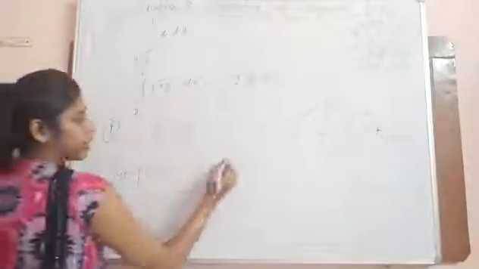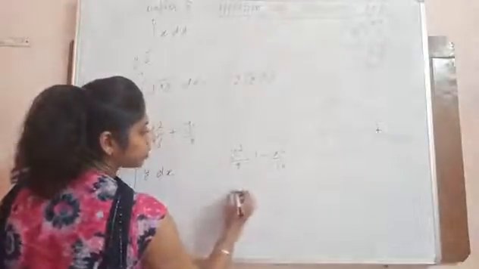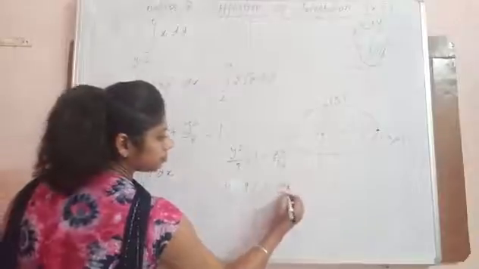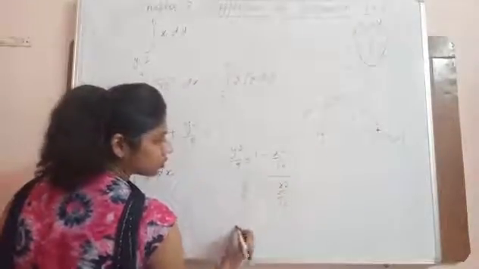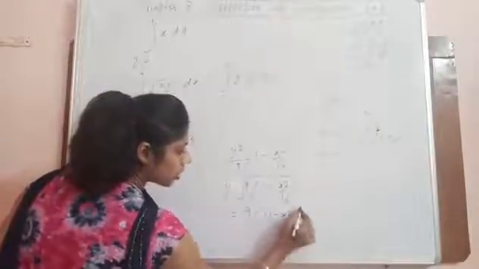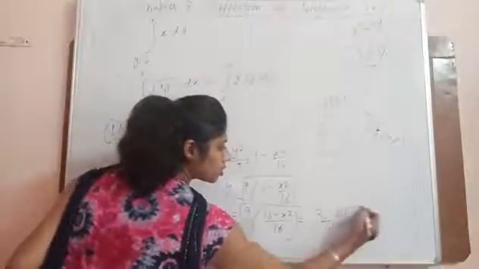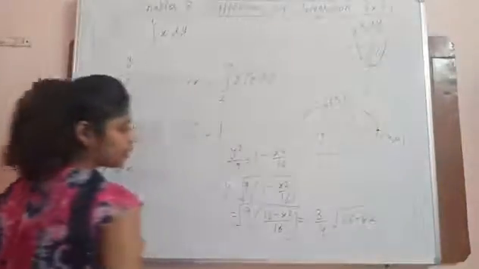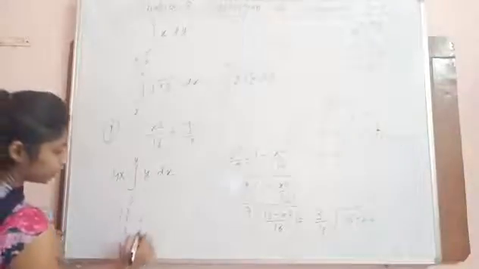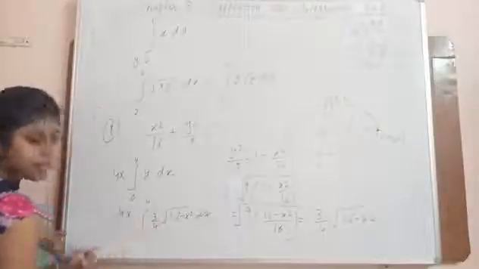Now find the value of y. Y square upon 9 equals to 1 minus x square upon 16. So y is equal to root of 9 times (16 minus x square upon 16). Square root of 9 is 3, square root of 16 is 4. So 3 by 4 root of 16 minus x square. So put here 4 into integration 0 to 4, 3 by 4 square root of 16 minus x square dx. 4 is cancelled. So integration of root of 16 minus x square.